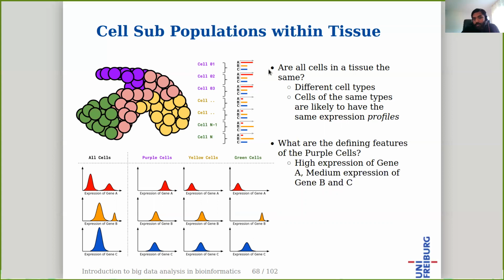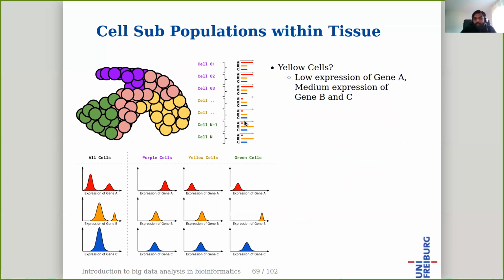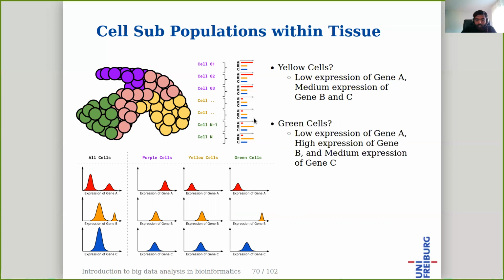And these expression profiles can be used to define what these cells are. So if you see a higher expression of A and moderate expression of B and C, then this must be a purple cell. If a higher expression of B and low expression of A and a moderate expression of C, that must be green cells. And if you see different expression profiles, that must be yellow cells. So that's how we can do this.